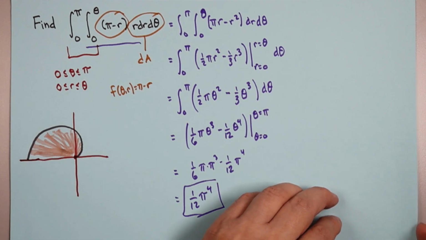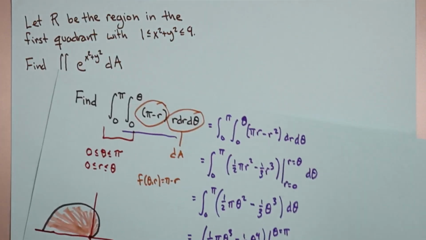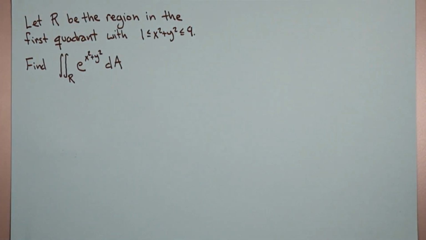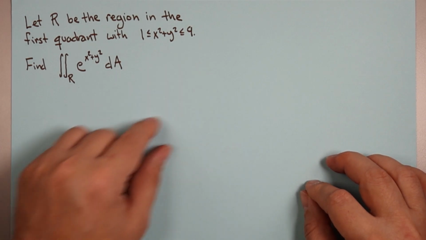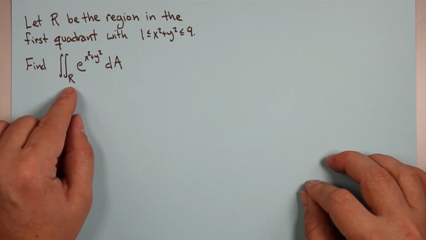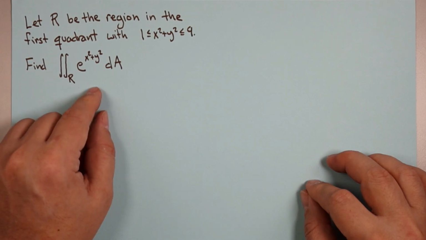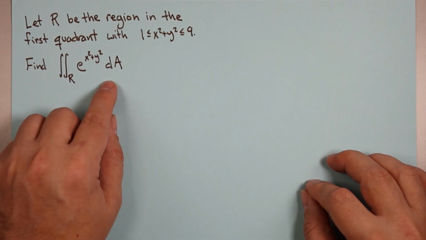All right, well, let's take a look. Here's a problem. Let R be the region in the first quadrant where 1 is less than or equal to x squared plus y squared, less than or equal to 9. And we're asked, find the integral over the region R, e to the x squared plus y squared dA.